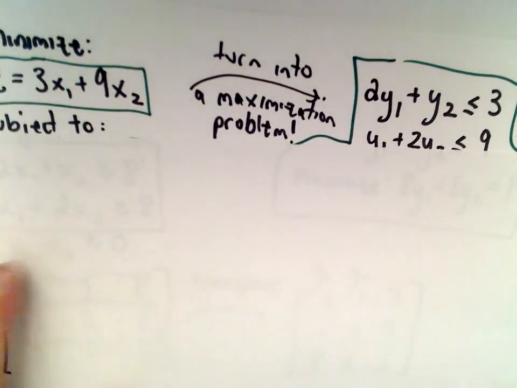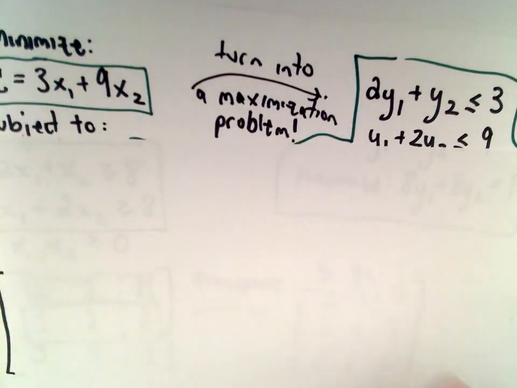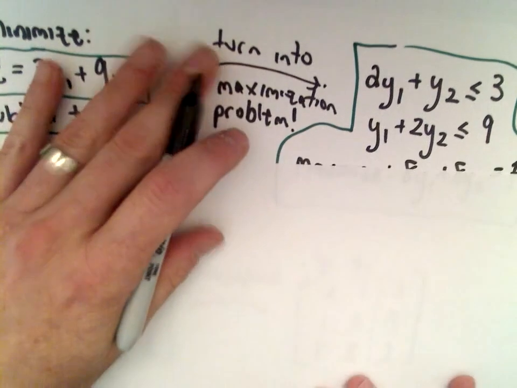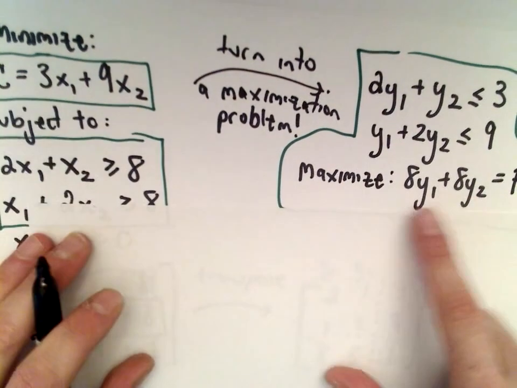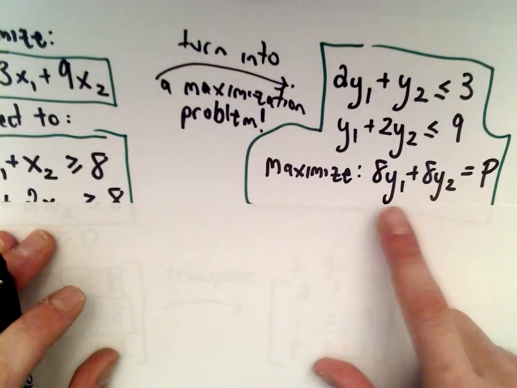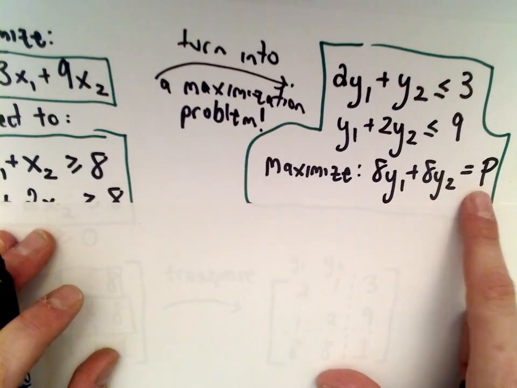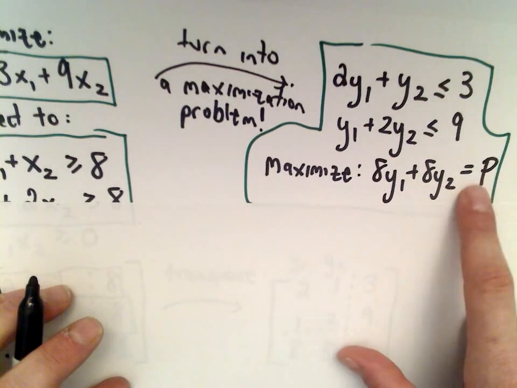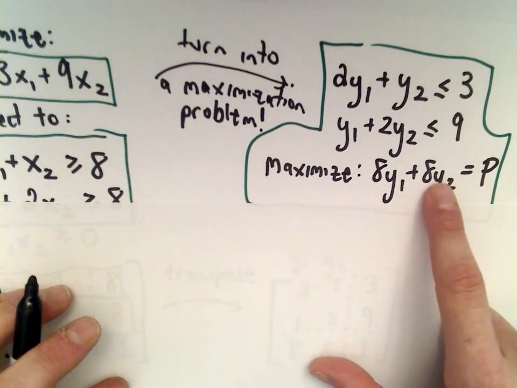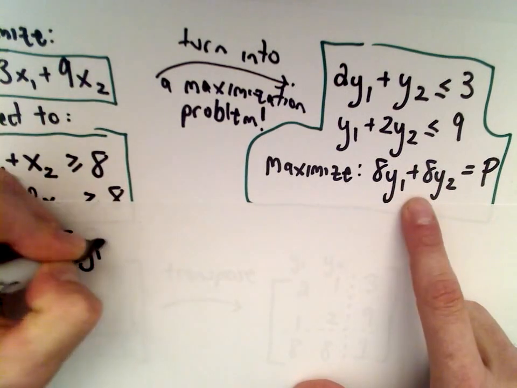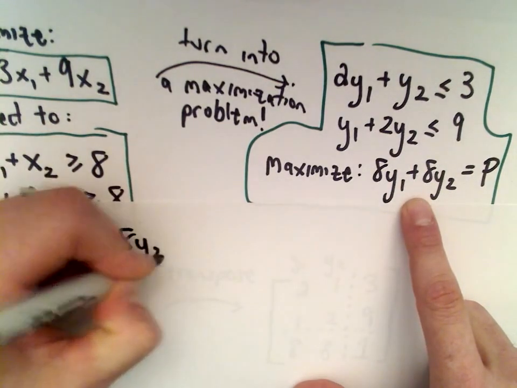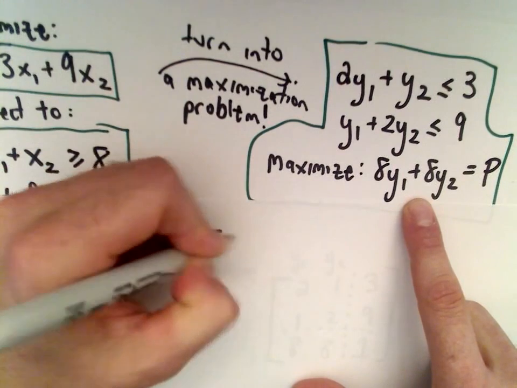Okay, so now we're back to basically stuff that I talked about in, again, that other set of 5 videos. So just to remind you again, we have to do a couple things. We want to take our maximization equation, this 8y sub 1 plus 8y sub 2 equals p. We want p to be positive, and we want one side to be equal to 0. So I can rewrite that as negative 8y sub 1 minus 8y sub 2 plus p equals 0.